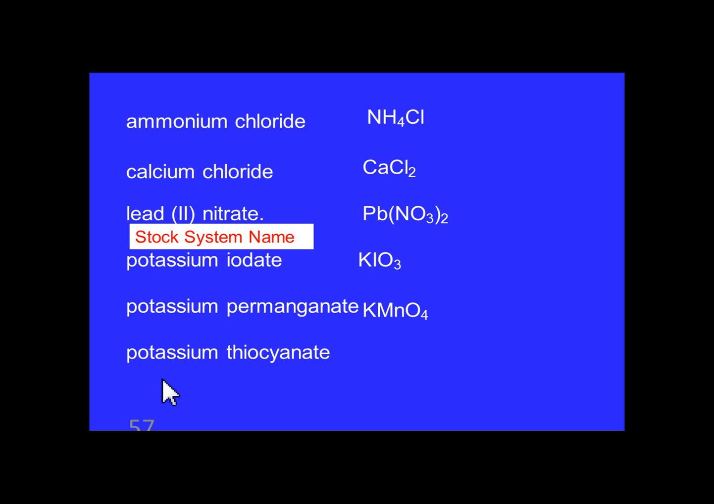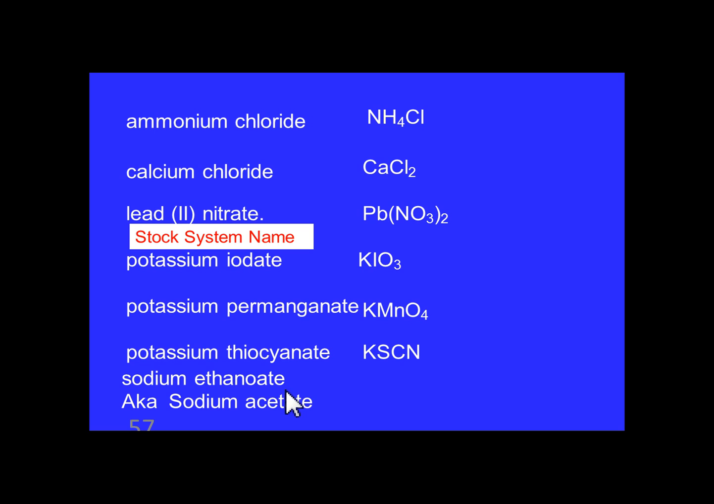Potassium thiocyanate. I suggest you use this PowerPoint as flashcards and use it over and over again until you get really good at naming these. All right, potassium thiocyanate. Thiocyanate is SCN, -1 charge. Potassium is K with a +1 charge.